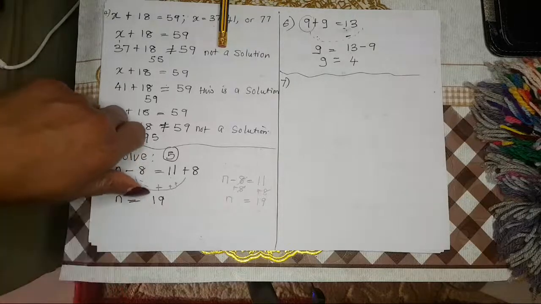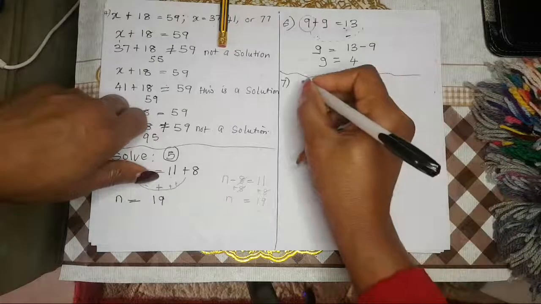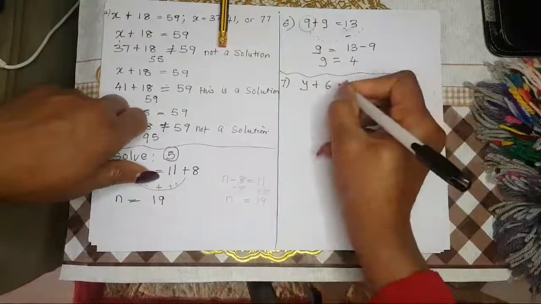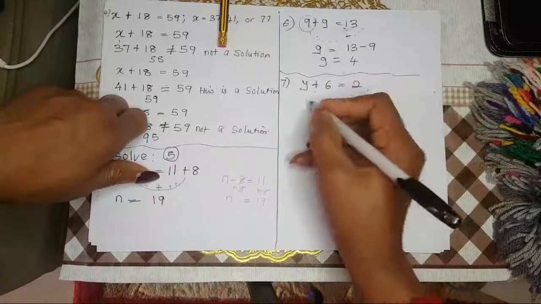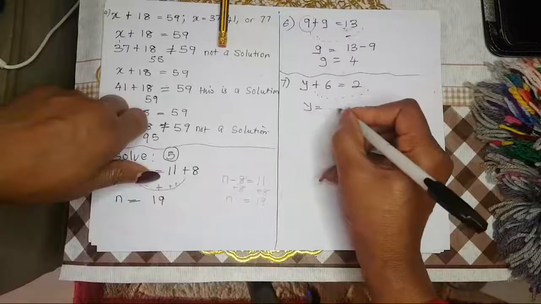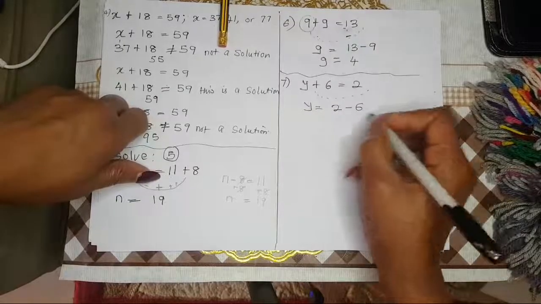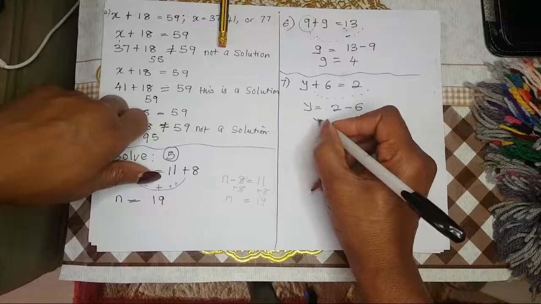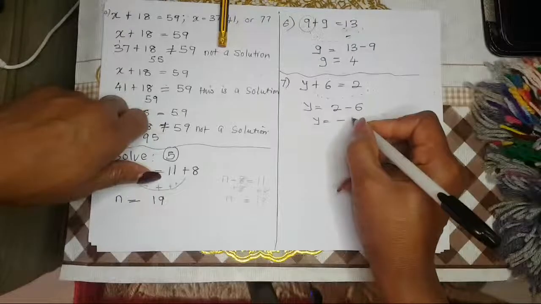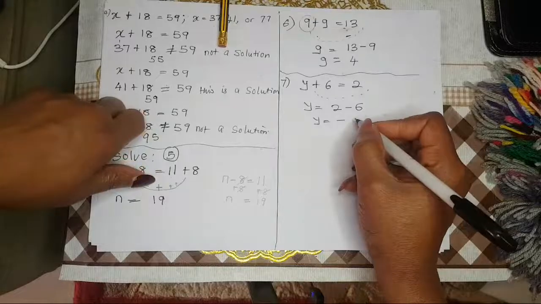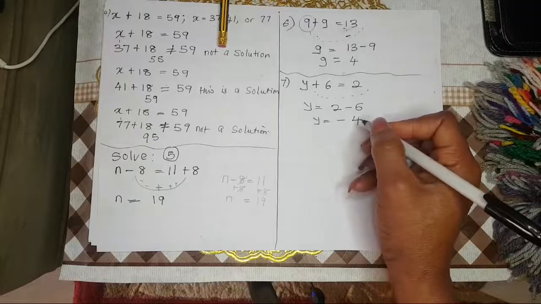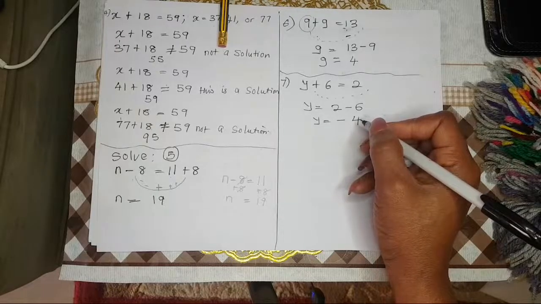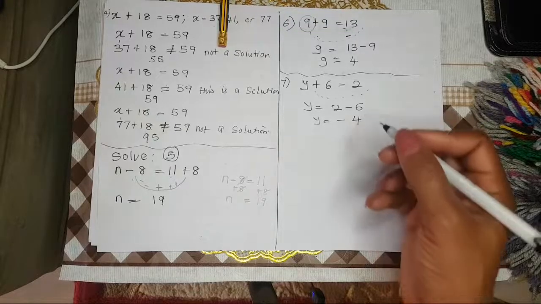Seven is y plus 6. Y plus 6 equals 2. So we are looking for y. Basically, we have to move everything to this side. So y is going to be 2 minus 6. What is 2 minus 6? Y is going to give you negative 4.